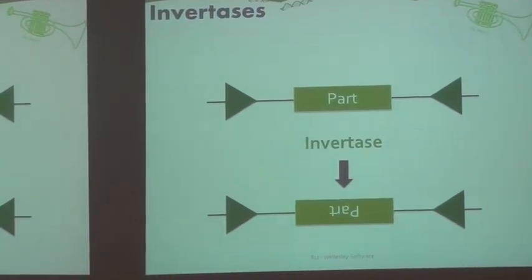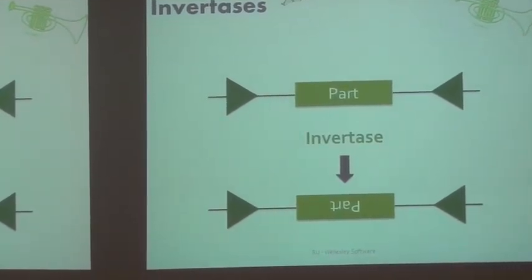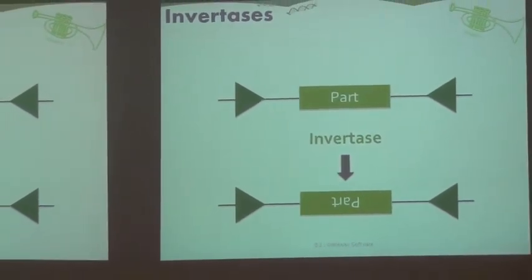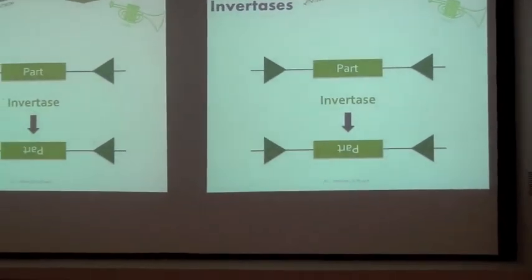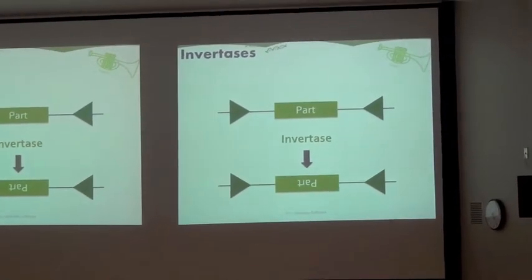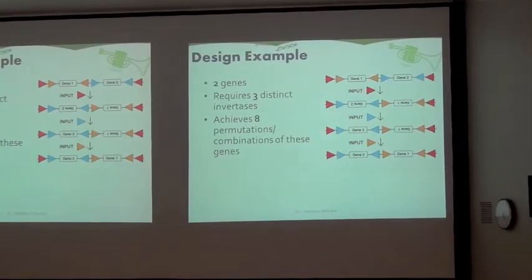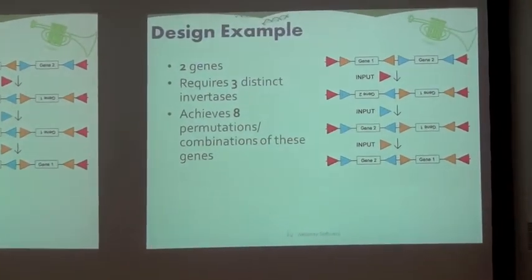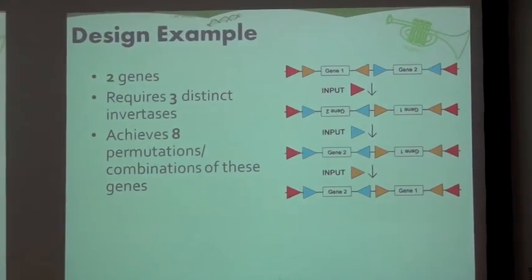Now you can imagine that if we use this with promoters, we can select which genes to turn on and off. Not only that, but we can also permute these different parts, which is a new and exciting problem to solve. So here we have an example of a 2-part fully reconfigurable circuit which uses 3 distinct invertases.